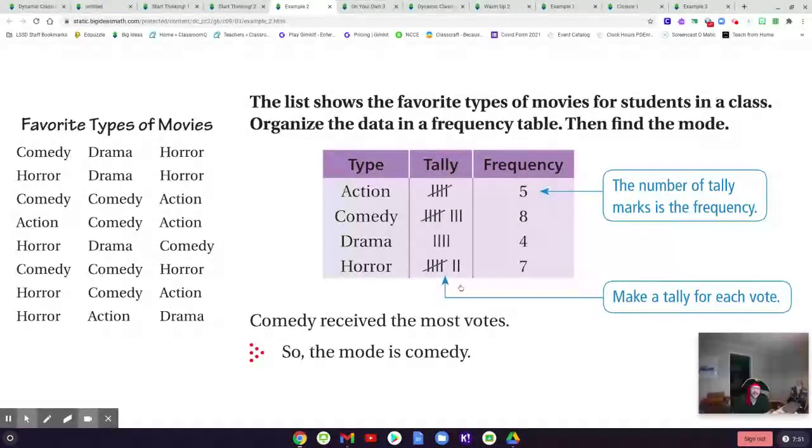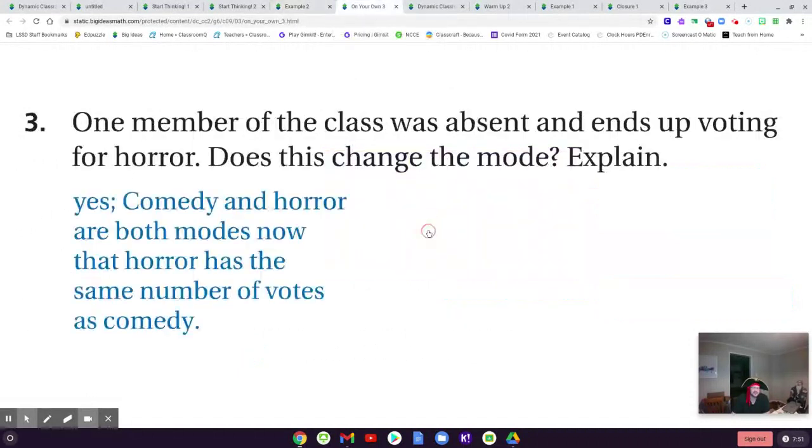Yes, because now there are 8 horrors and 8 comedies. So now you have 2 modes. Comedy and horror are both modes because they both have 8 votes apiece. Okay, so that's an example of when you can have more than one mode.